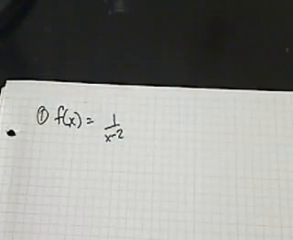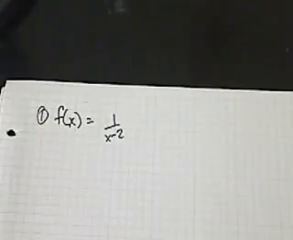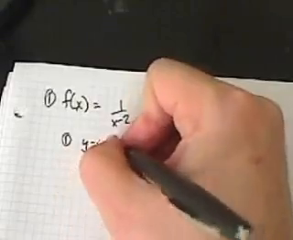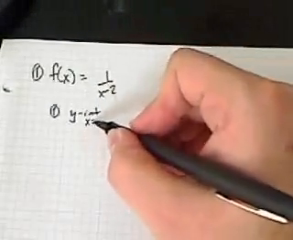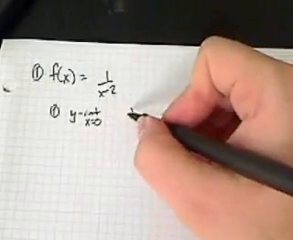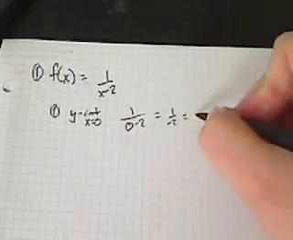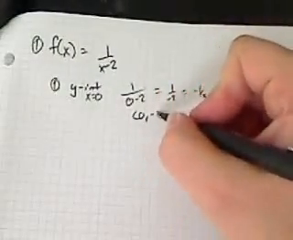So our first problem is simply 1 divided by x minus 2. When we set up 1 divided by x minus 2, our first step is to determine if there's a y-intercept. If there's a y-intercept, then x equals 0 should give us a value. So 1 divided by 0 minus 2 gives us 1 divided by negative 2, or negative 1/2. It's going to tell us our y-intercept is at (0, negative 1/2).